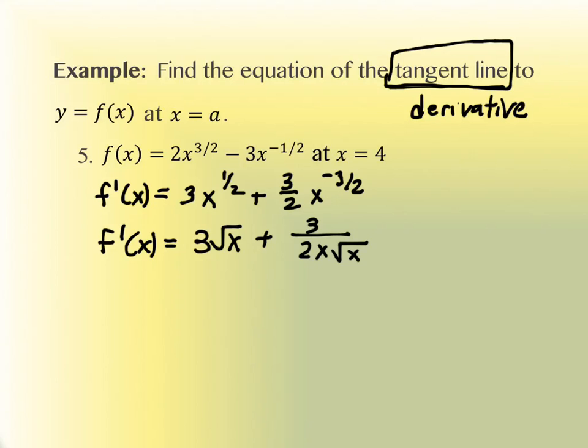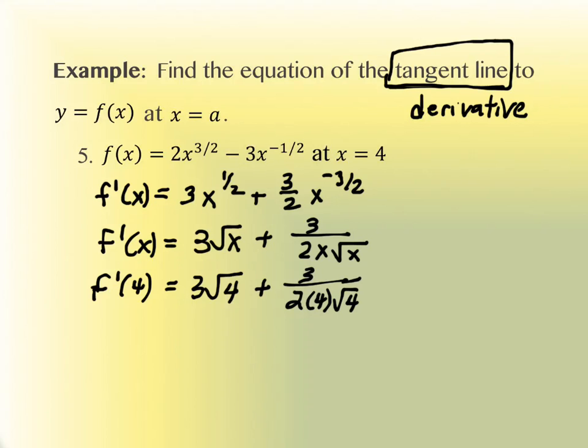This form is easier for us to evaluate from and plugging in the number 4. So I have 3 square roots of 4 plus 3 over 2 times 4 square roots of 4. So what is 3 square roots of 4? How much is that? That's 6. Good. You know what? Let me do it over here.